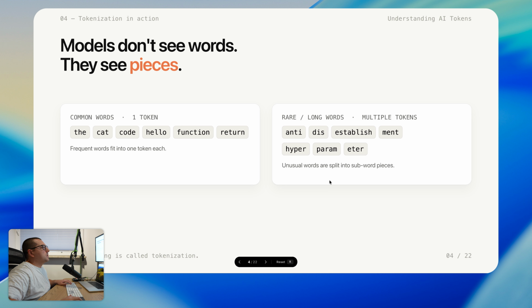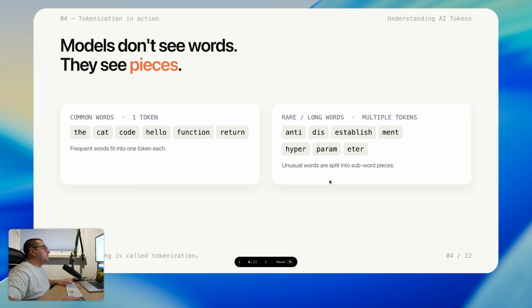So basically all programming languages that consist of different return words, function words, etc., they are all calculated as one token per each word. But on the other hand, if we use some complicated words, it can be split into many different pieces, and for each of these pieces we pay our price, each token for each piece.